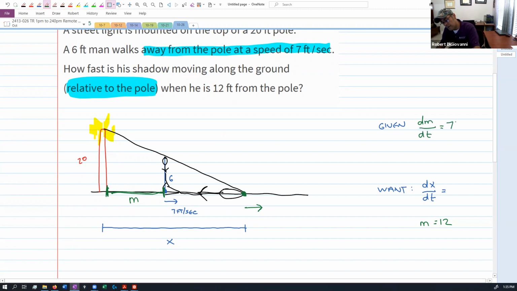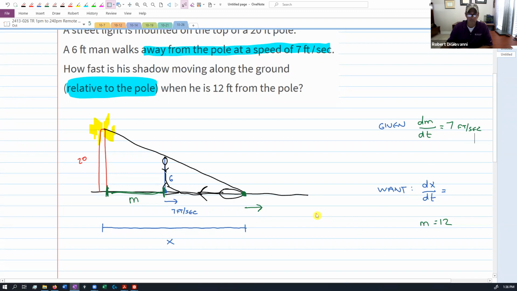Y'all just stop me if you have any questions. I know I'm moving quick here. Can you explain that last part again? Okay, so I called the distance from the pole to the man M. As he moves this way at 7 feet per second, M grows at that same rate, right? M is growing at 7 feet per second. So that's why I put dm dt as 7.